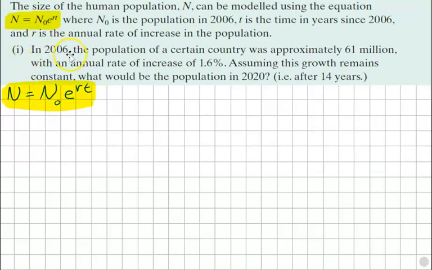Part 1. In 2006, the population of a certain country was approximately 61 million, with the annual rate of increase of 1.6%. Assuming this growth remains constant, what would the population be in 2020, that is after 14 years? So we're going to start off with the equation that was given in the question. So n is equal to n0 e to the power of rt.